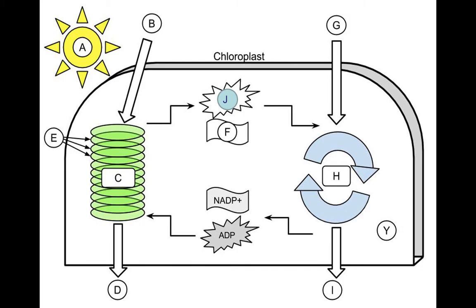Not only being able to label it, but being able to know this image will really help you out in knowing the whole process. It'll also help you out with the light dependent reactions and the independent reaction. It'll help you out with knowing products and reactants of both. So truly, knowing this image can very well help you out on all the questions that deal with photosynthesis.